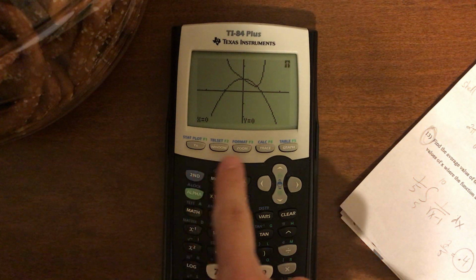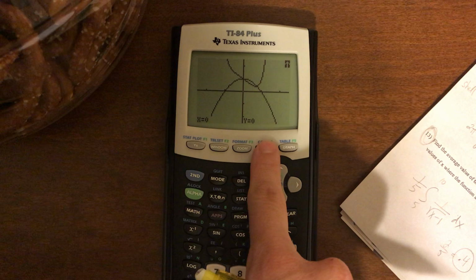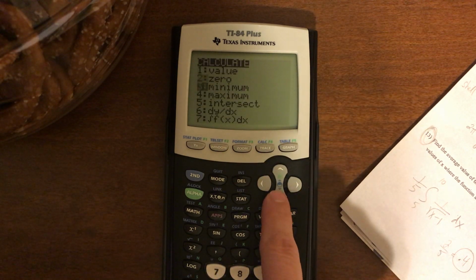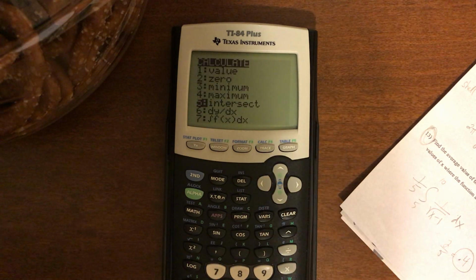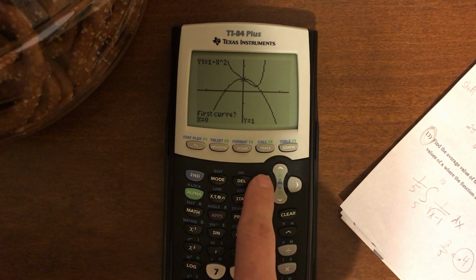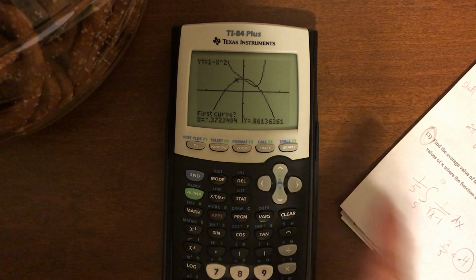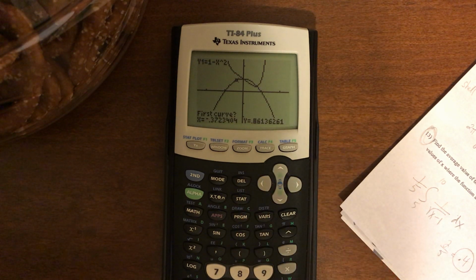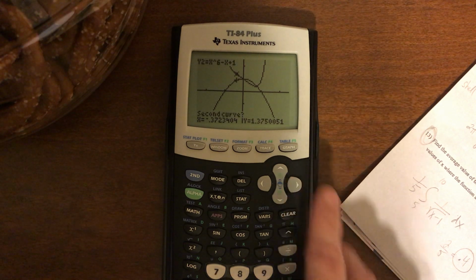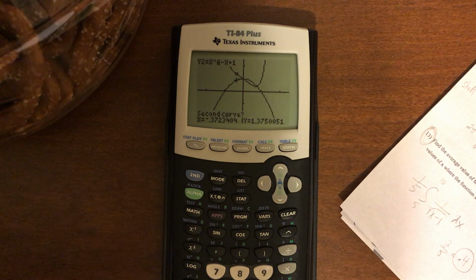You're going to go second, calculate or trace, and we're going to go down to intersect. Mine's number 5. It's going to ask you for a first curve, so I'm just going to scroll over and say that this is my first curve, and I'm going to push enter. And then it jumps up to that second curve, and I'm going to push enter. And then I'm going to push enter again when it asks me to guess.